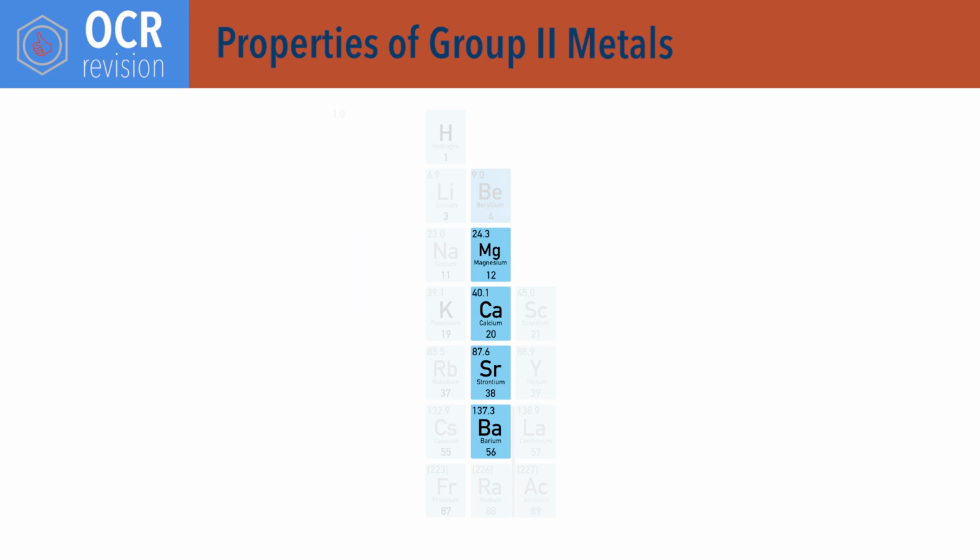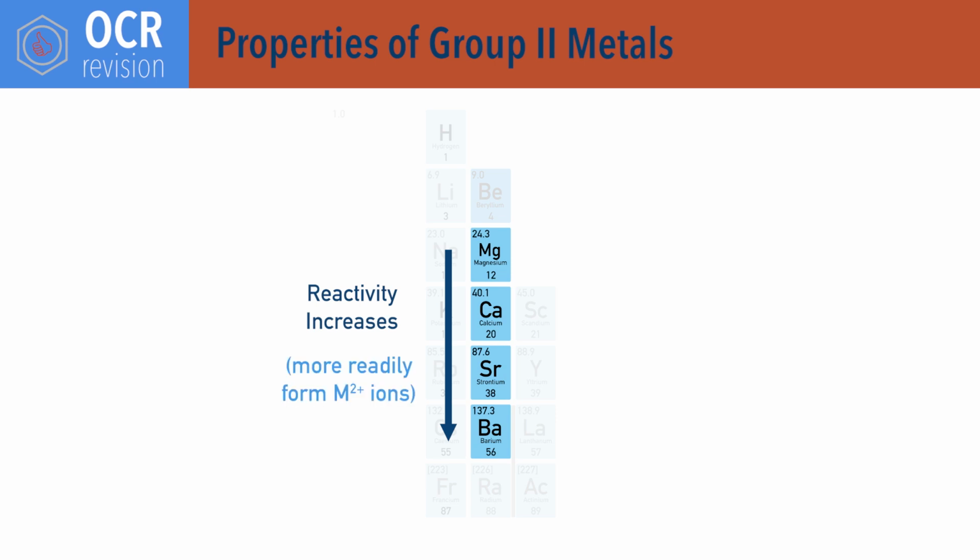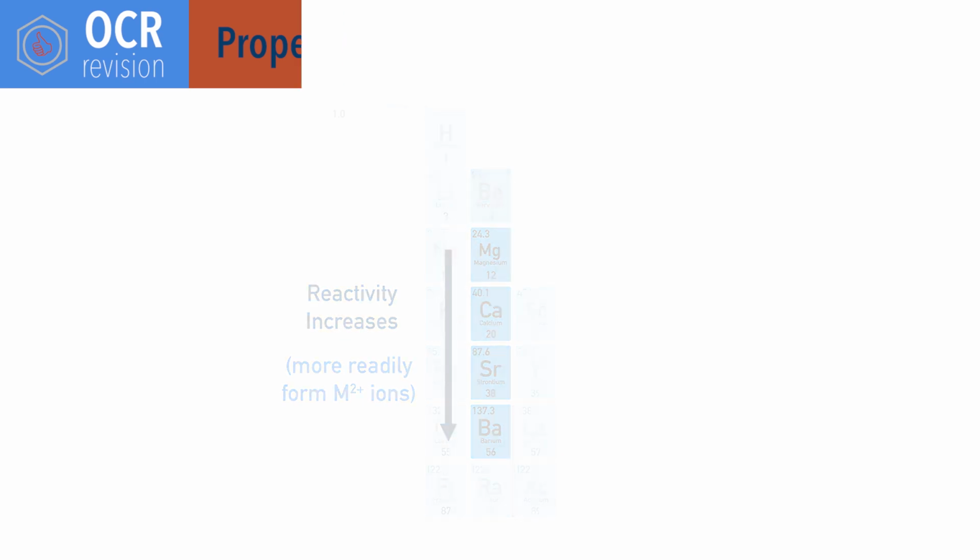Reactivity of the group 2 metals increases down the group. When the metals react, they lose their outermost electrons, forming positively charged ions. They form ions with a 2+ charge as they lose their 2 outermost electrons from a full s subshell. This trend in reactivity can be seen by looking at the reactions of the group 2 metals with water.